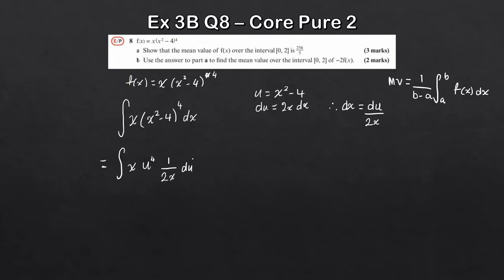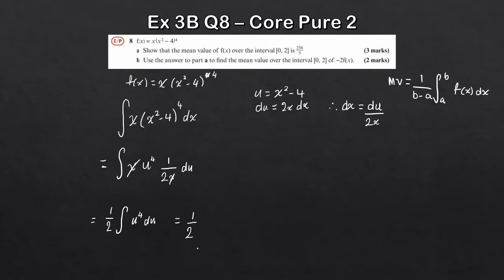So now we've got our new variable that we're integrating with respect to. So now I can cancel this x with this x here, and I can pull out this 1 over 2 here using linearity. This is just a constant. So what I've got now is 1 over 2 times the integral of u to the 4 du. Okay. Now to integrate this, we just add 1 to the power, divide by the new power, just like we would, and then we can substitute u back in.